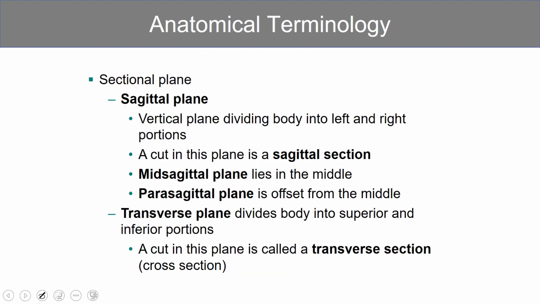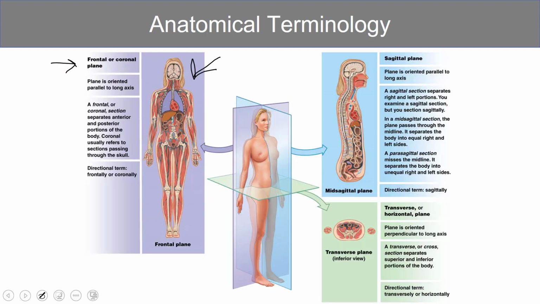A sagittal plane is a vertical plane that divides the body into left or right portions. A cut in this plane is called a sagittal section, and we can further subcategorize the sagittal sections. We can say a mid-sagittal section, where the cut is right down the midline of the body, or a parasagittal, which is one that is offset from the middle. And again, if we advance one, here we have the sagittal section.